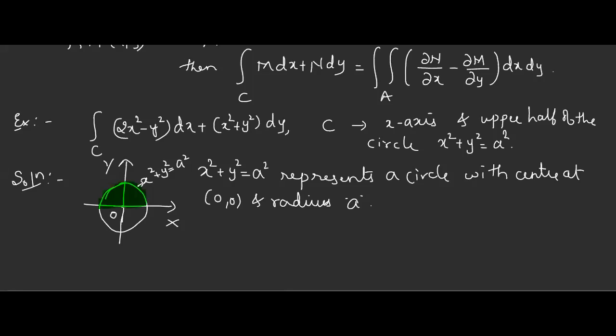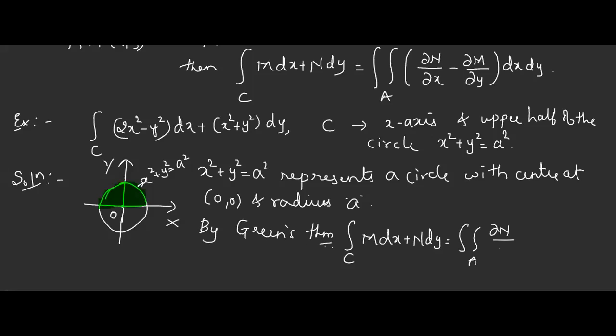Now I'm going to write the statement of Green's theorem. This carries 1 mark. So by Green's theorem, write the general concept. Integration over C of m dx plus n dy is equal to the double integration over the region of dou n by dou x minus dou m by dou y dx dy. Let me call it equation 1.